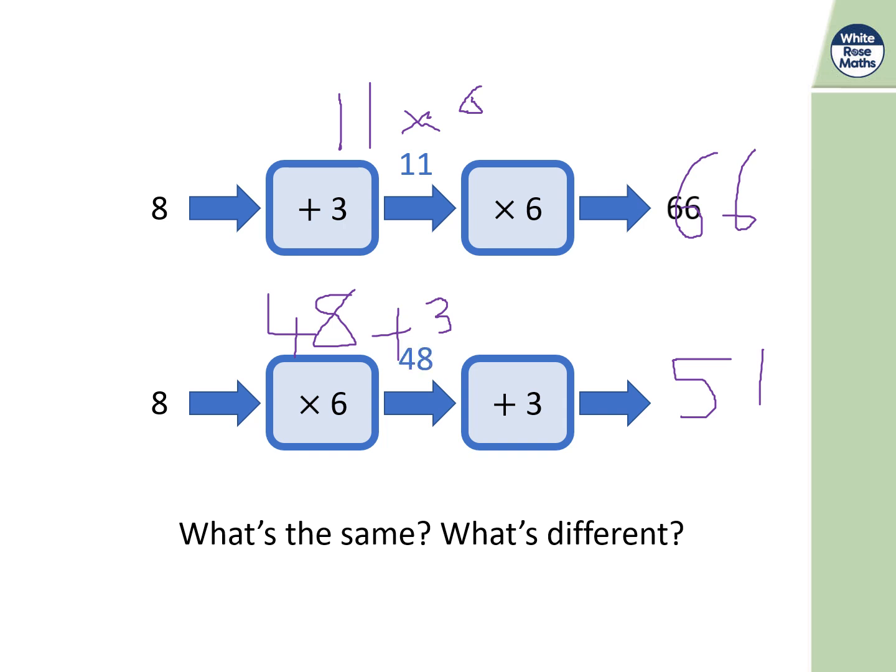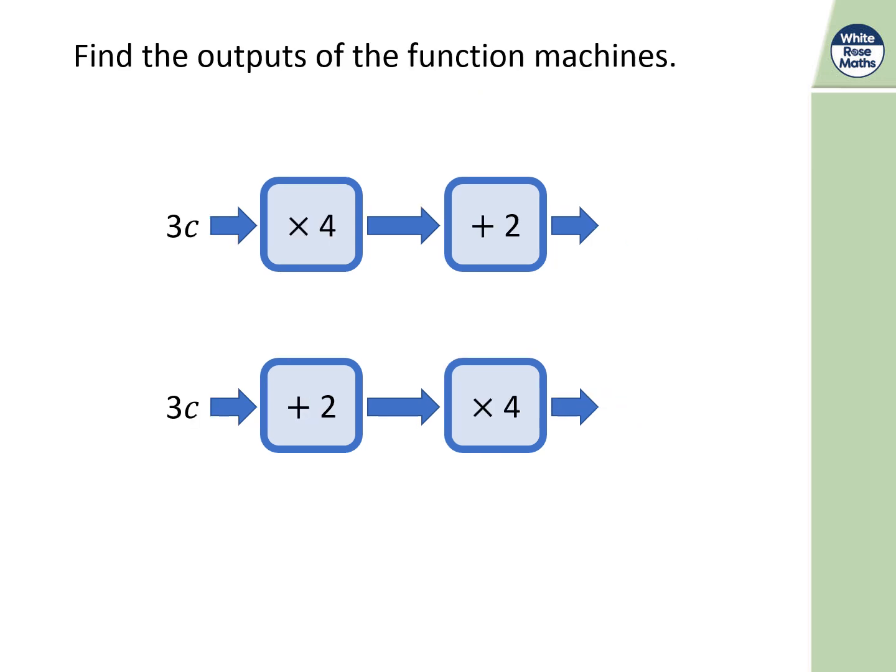8 times 6 is 48. 8 times 6 is 48, plus the 3, and I get 51. Okay, there we go. Okay, this next one, find the outputs of the function machines.